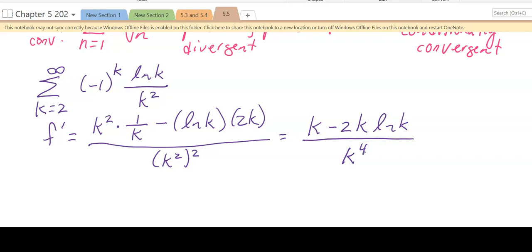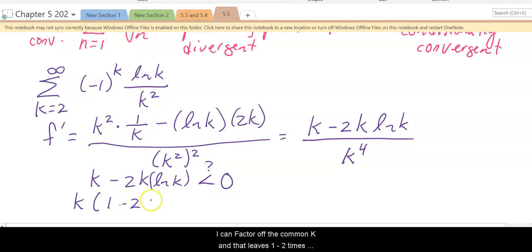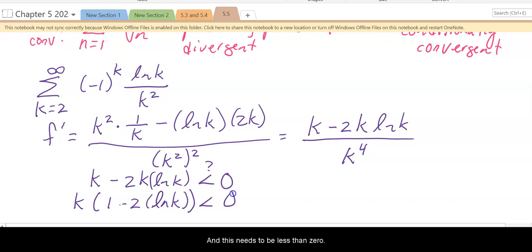K to the fourth is strictly non-negative, so whether it's positive or negative is dependent only on the numerator. To take the numerator and separate it out, I will try to figure out when it's positive and when it's negative. I want to know when it is negative, so I write k minus 2k natural log of k. When is this less than 0? I can factor off the common k, and that leaves 1 minus 2 times the natural log of k. And this needs to be less than 0.